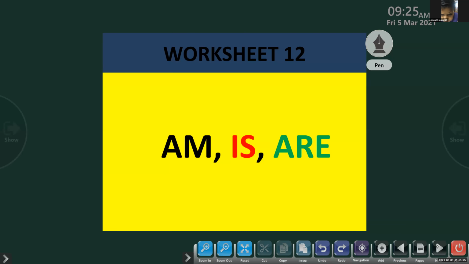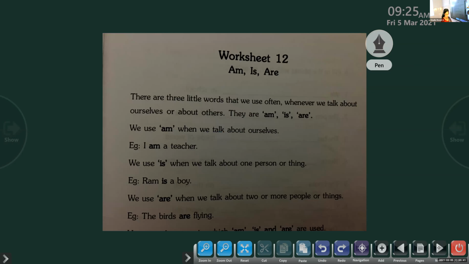Okay, let's move to worksheet 12. Here we will revise the usage of three commonly used words, that is am, is and are. I request everybody to be on page number 37.